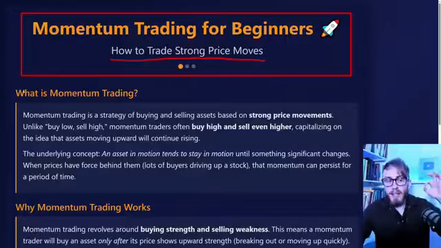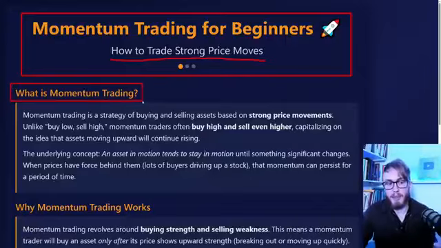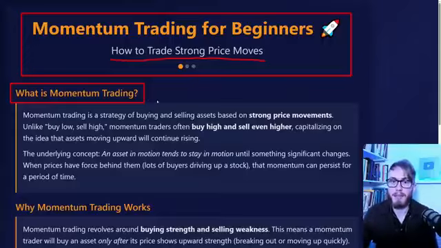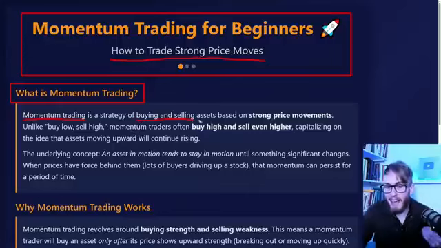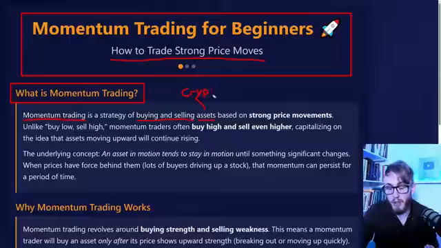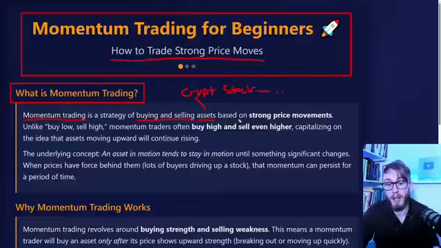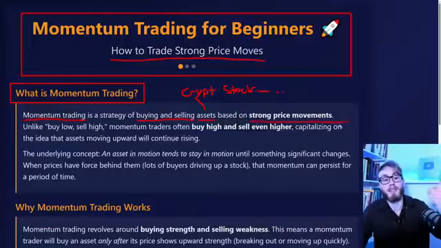But all right then, so let's begin here by answering the very important question: what is momentum trading in the first place? Well, momentum trading is a trading strategy of buying and selling assets. It can be, for example, cryptocurrency if you're trading crypto, but it can also be stocks. It can be Forex, even gold, and so on and so on. But the important thing here is that we are buying and selling assets based on strong price movements.